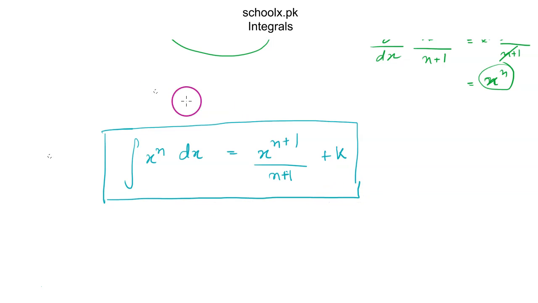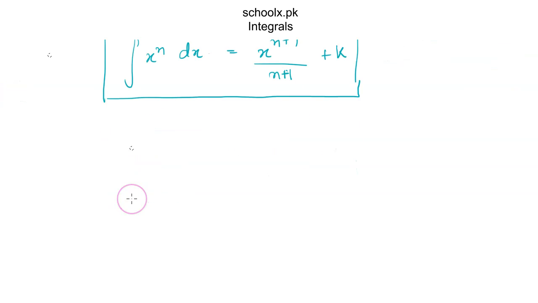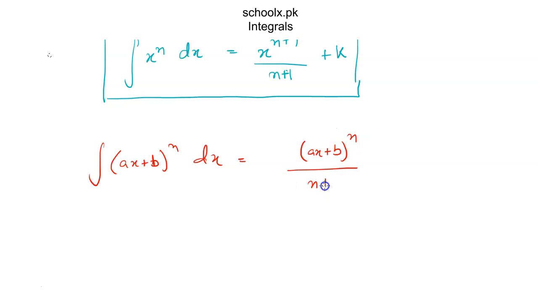Now if I were to integrate, let's say, a function of a function, let's say if I had ax plus b to the power n, if I were to integrate this with respect to x, this will give me ax plus b to the power n plus 1 over n plus 1, into the derivative of this, which is a, plus k, because if I differentiate this entire thing, I'll get this ax plus b to the power n. Alright, so this is another rule.